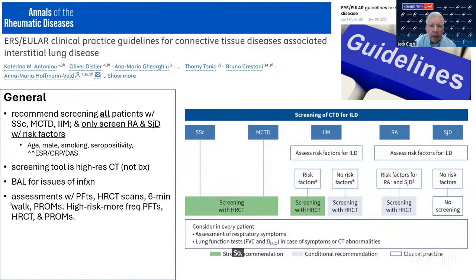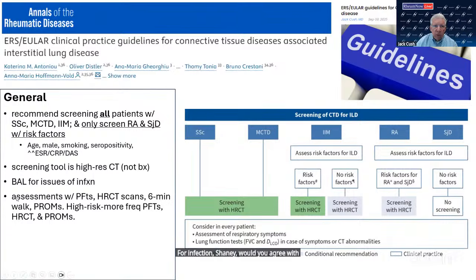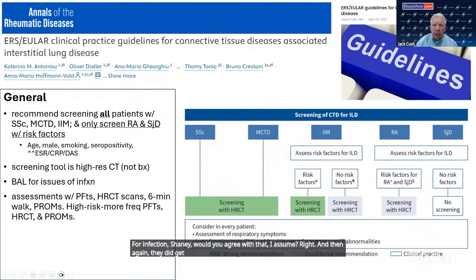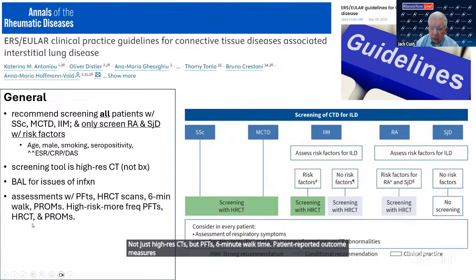So the other thing in the guidelines was that bronchoalveolar lavage is not routinely recommended unless there's a suspicion for infection. Shani, would you agree with that, I assume? Absolutely. And then they did get into monitoring. And by here, we're talking about what are the tools that you use for monitoring? And that could include not just high-res CTs, but PFT, 6-minute walk time, patient-reported outcome measures.